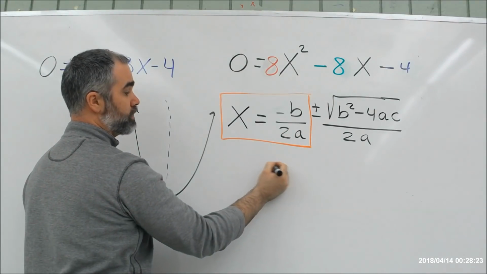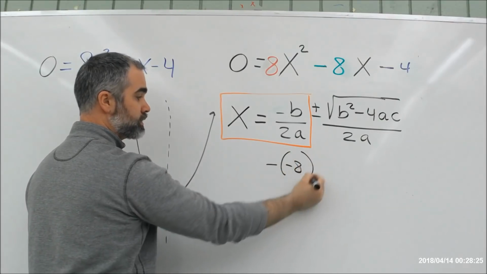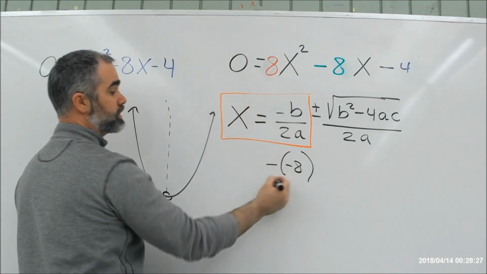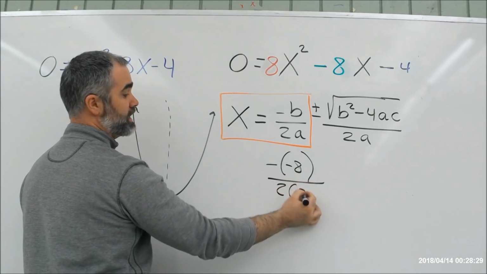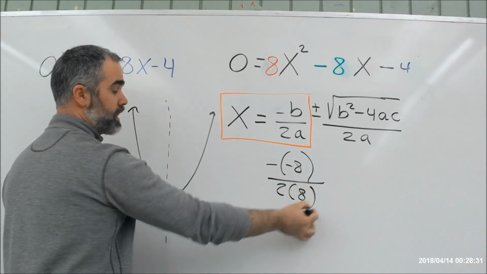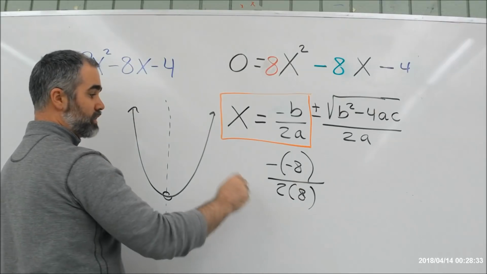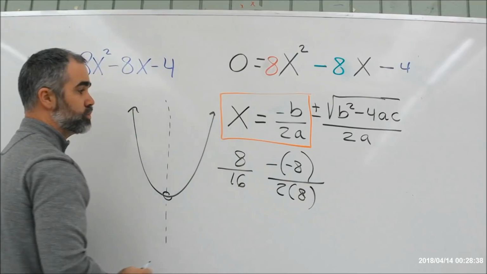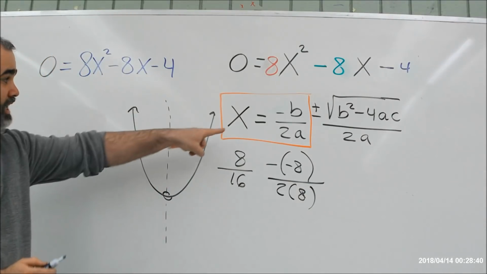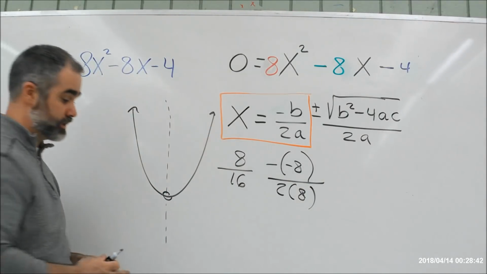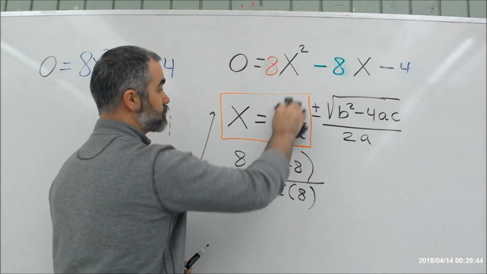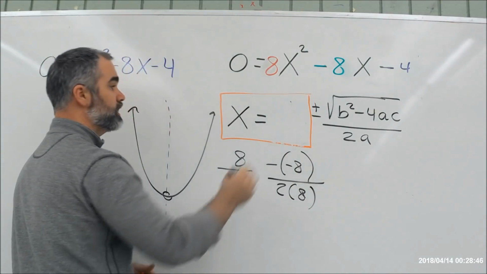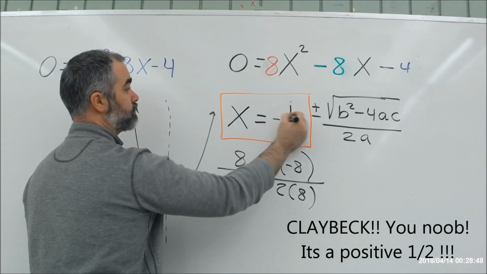It's the same part of it. So it's negative 8 over 2a, which is 2 times 8. We can simplify this down. You end up with positive 8 over 16, which reduces to 1/2. And again, this is x equals that. So that means the line of symmetry is going to be at x equals negative 1/2.